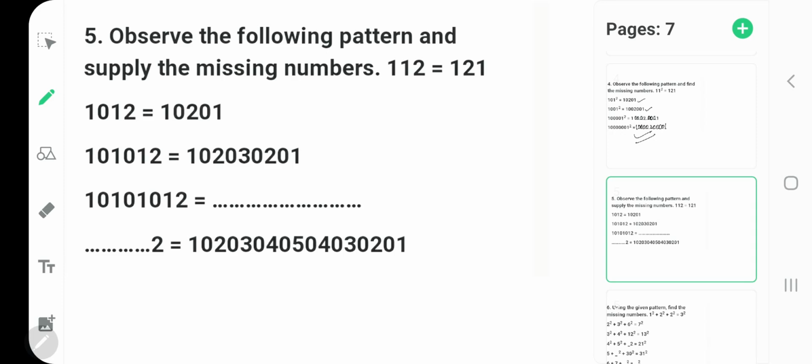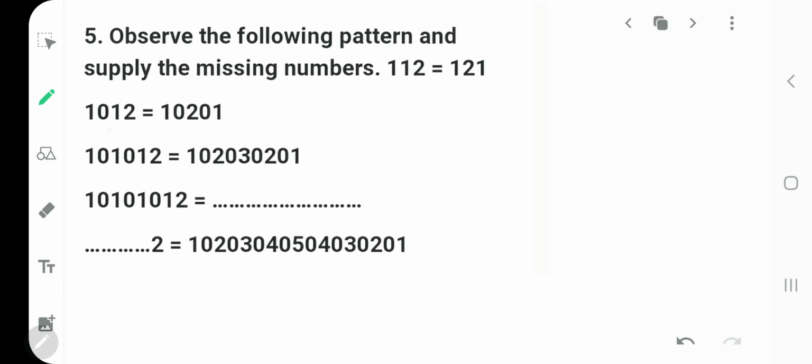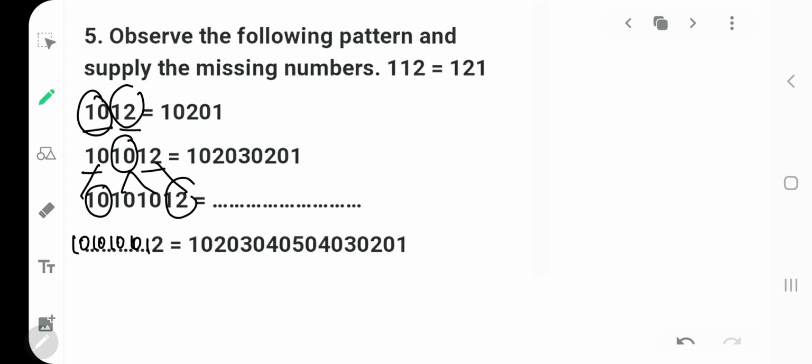Okay. Now again you have to observe the following pattern and fill in the missing number. Now you can notice what is given. On your left hand side you have 10, 12. These two numbers you have kept aside and between you have put 10. And again 10 and 12 you have kept aside and between you have put 2 tens. Now again 10 and 12, I'll keep it aside, and between I'll put 3 tens. Is that okay? Fine with this?